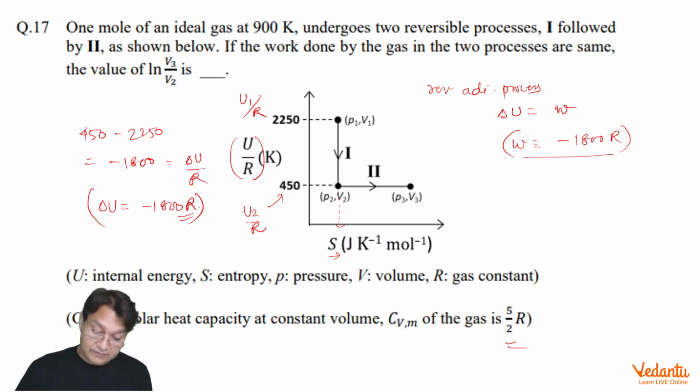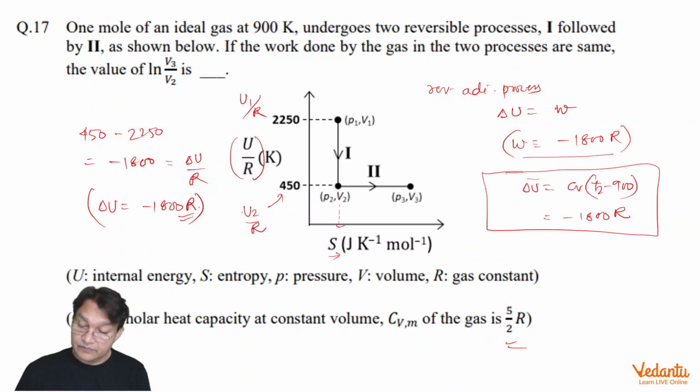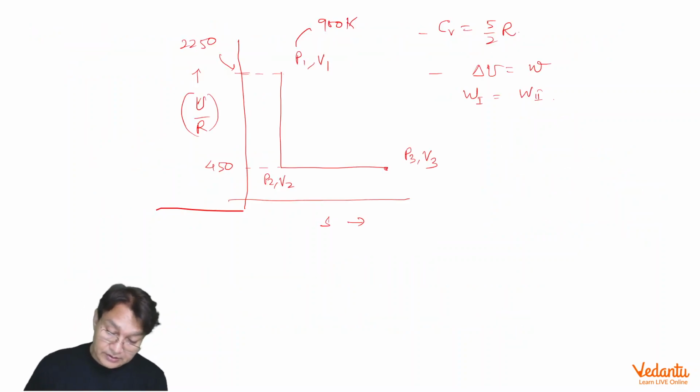That gives us the clue that delta U is always equal to CV into delta T. And delta T is what? Initial temperature was 900, so T2 minus 900, and that must be equal to minus 1800 R. So this also gives us some clues. If we substitute the values, let's solve the problem. The initial temperature was 900 Kelvin, and as we have seen, delta U in this process is equal to W, which is equal to minus 1800 R.